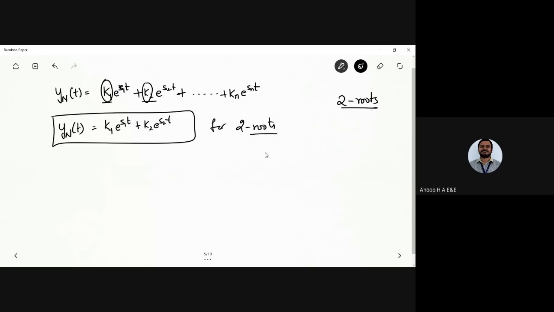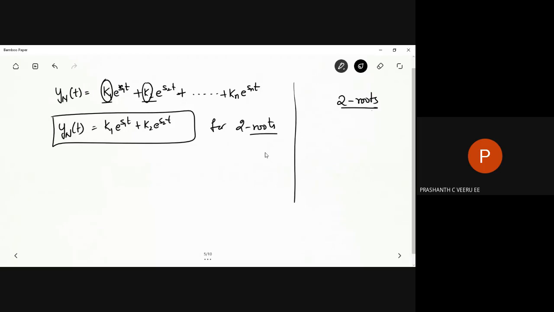Now, a question I can ask you people: how are we going to find out the constants? I think you have studied this in your differential equations concepts. Can anyone unmute themselves and let me know how we are going to find out the constants?